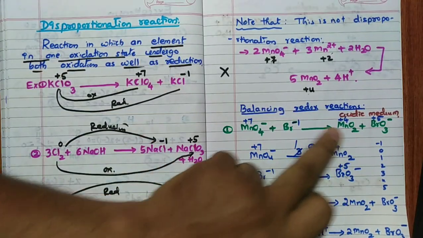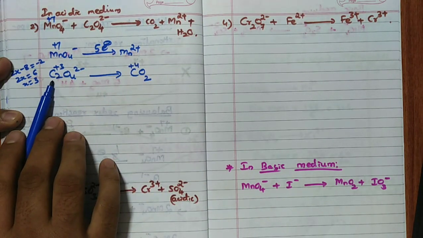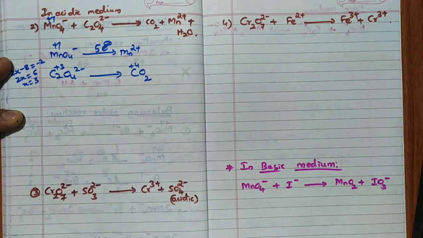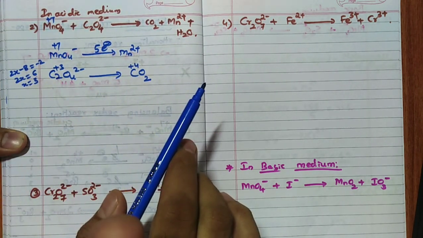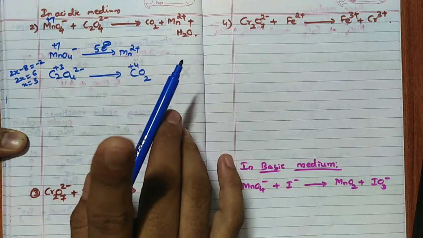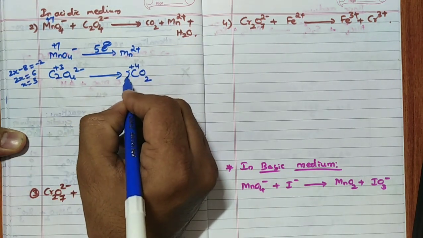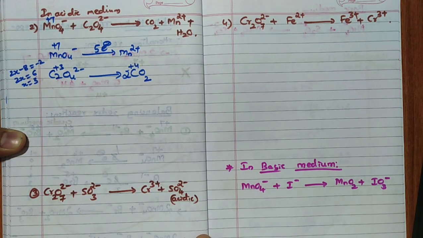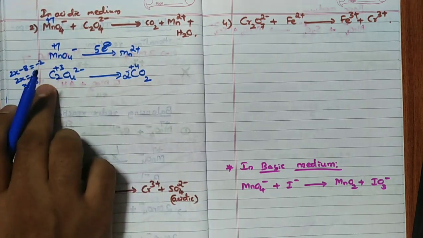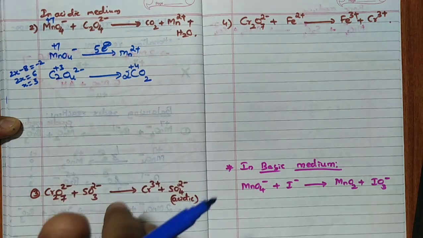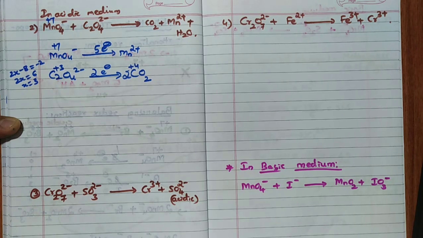See here, 1 Mn, 1 Mn, 1 Br, 1 Br, no difference. But here, 1 Mn, 1 Mn, correct. But 2C, 1C, 2C, 1C. How this calculation goes, remember, like this. Plus 3 to plus 4 means 1 unit change, for 1 carbon. But how many carbons are there? 2 carbons are there, see. You cannot remove this 2, but I can add this 2 here. So, 1 carbon to 1 carbon, 1 unit change. 2 carbon to 2 carbon, 2 unit change. So, I will write 2 electron here. Like this you have to write.